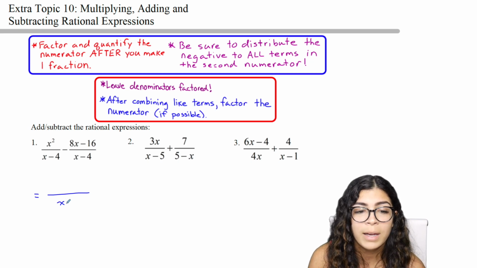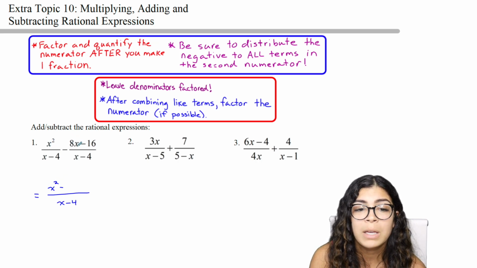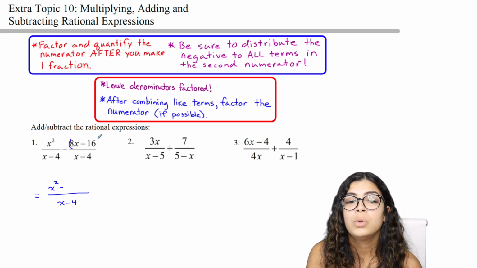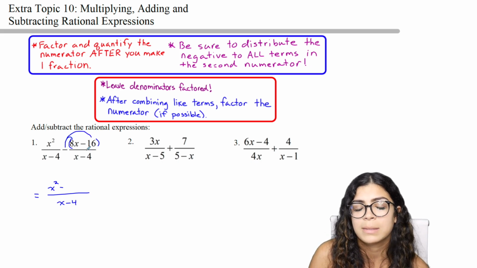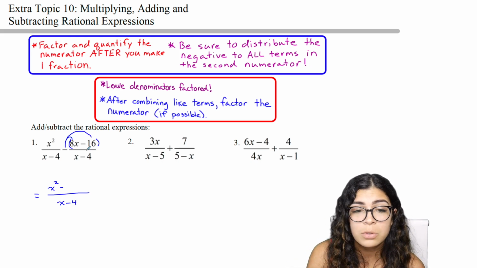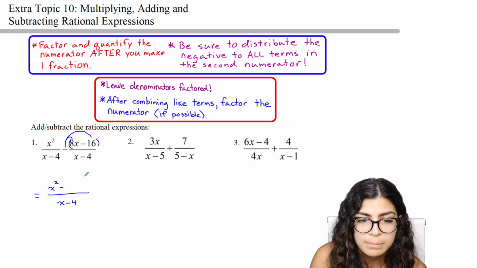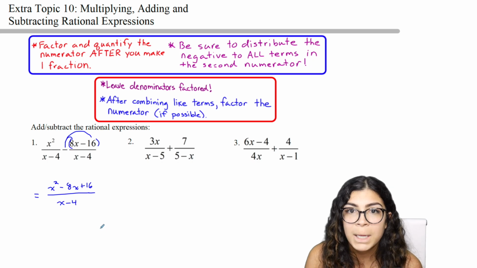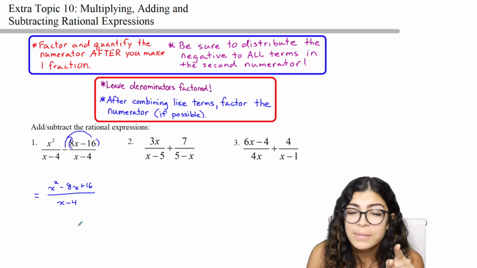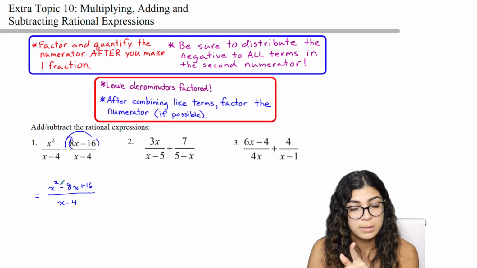And the numerator, we have x squared minus 8x minus 16. And again, remember, whenever you have subtracting, make sure that you distribute that negative to all of the terms. So if there was only one term, right, if it was just 8x, then it would just be x squared minus 8x. But there's 2 terms, so you have to distribute the negative to both. So it's minus 8x plus 16. All right. Now, normally we might think, oh, well, we're done here. But we have to see if I factor this, would x minus 4 cancel?